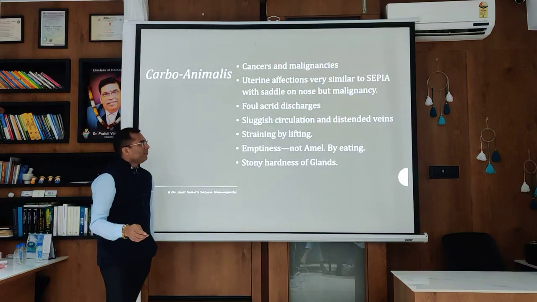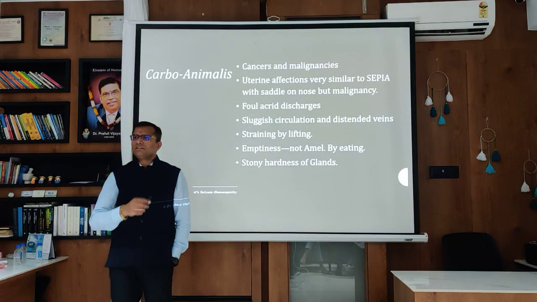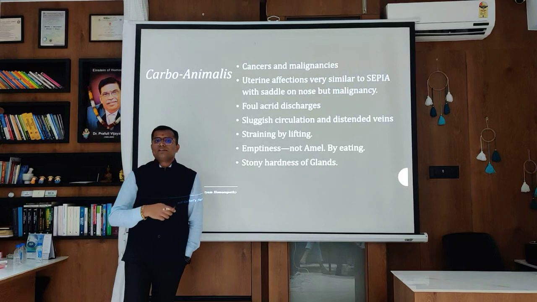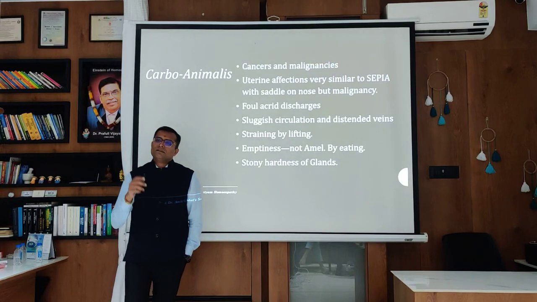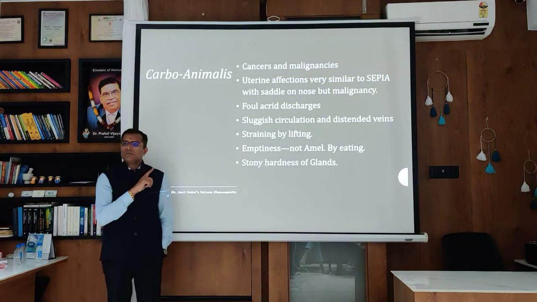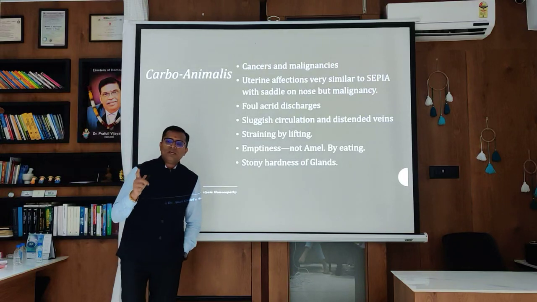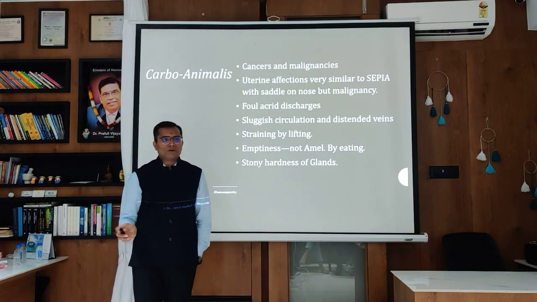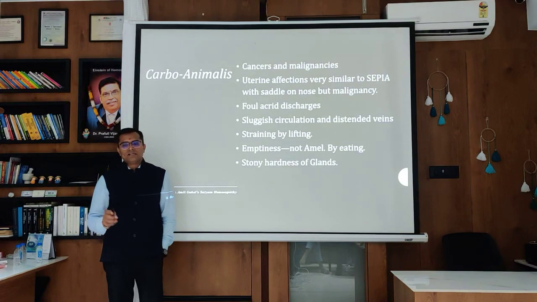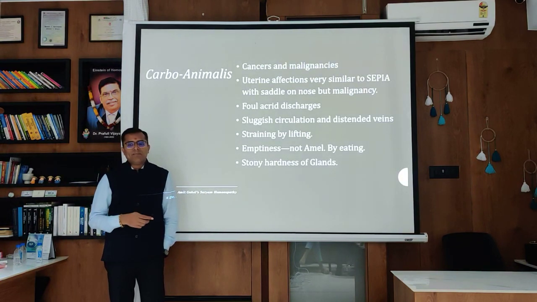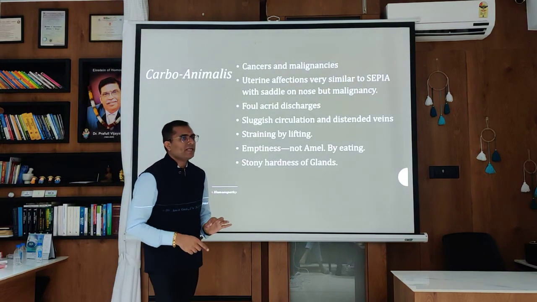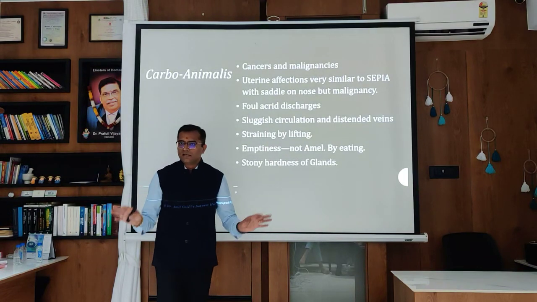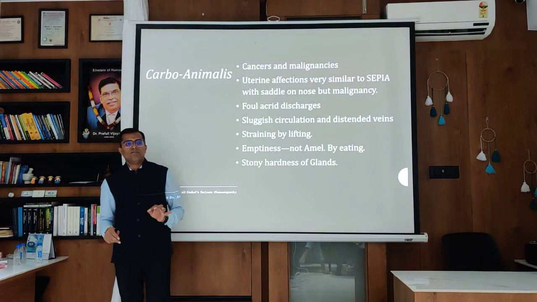Uterine affection similar to Sepia with a saddle across the nose, but it is a malignancy. So when you think this is Sepia, cancer of the uterus, Sepia, saddle across the nose, everything is like this, and Sepia will not work, you can think of Carbo animalis. Foul acrid discharges, all the discharges are foul. Sluggish circulation and distended veins, straining by lifting, emptiness not ameliorated by eating, stony hardness of the gland. When there is a stony hardness of the gland, it indicates cancer. Clear cut indications of cancer, metastatic lymph node.